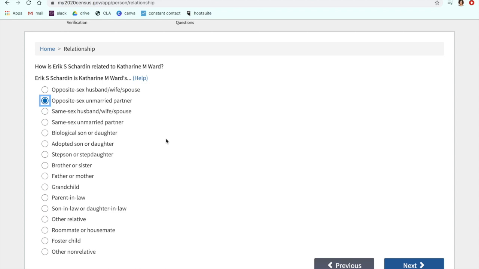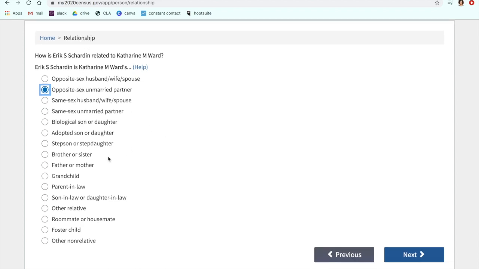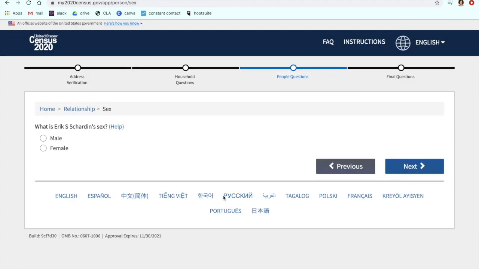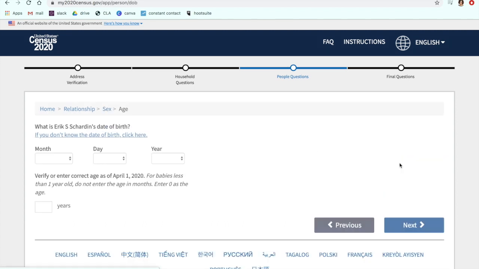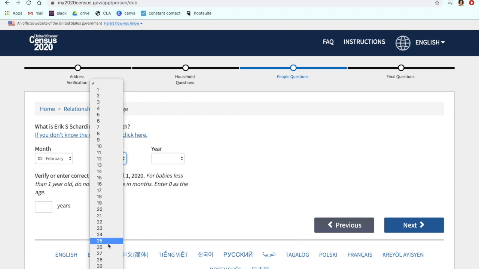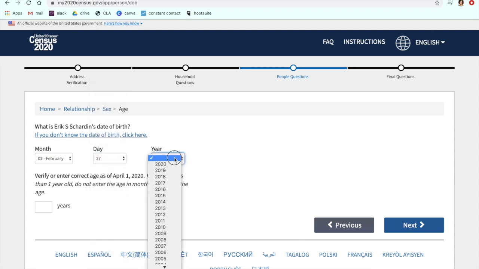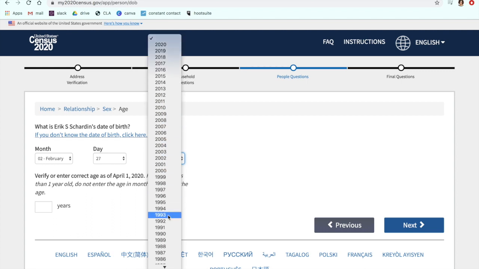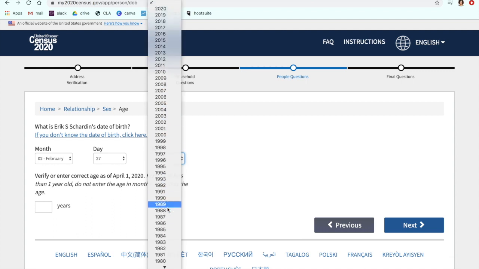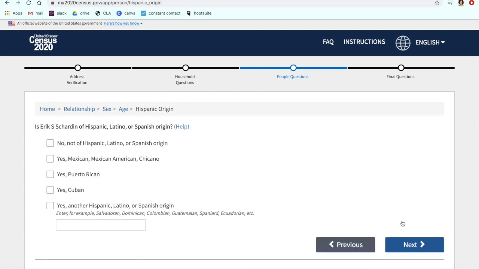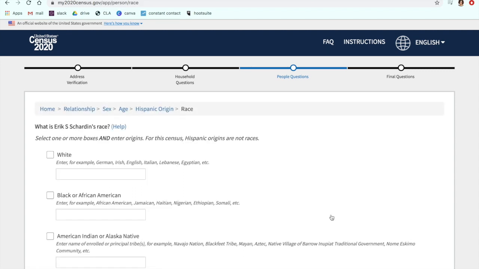So remember, I'm the one that's filling this out. So we're looking at the relationship to that person. So who is this? It could be other non-relative. That's someone that's just living with you. And Eric Chardon is a male. It says if you don't know the birthday, you can click here, but I do know his birthday. So he is 31. His birthday just happened. So Eric is also not Hispanic, Latino, or Spanish. He is white, and he is Hungarian and German.